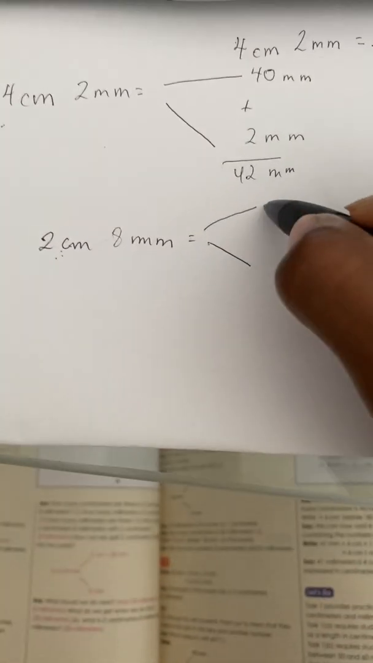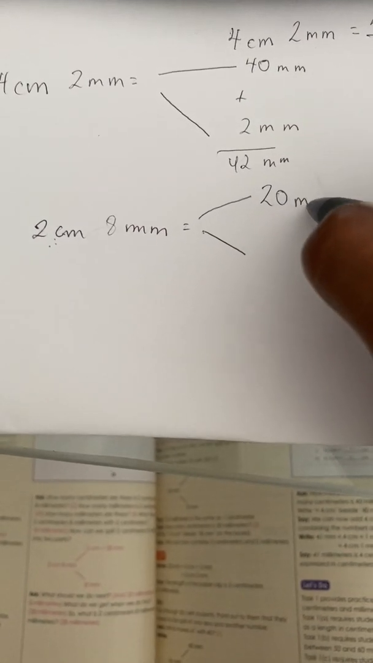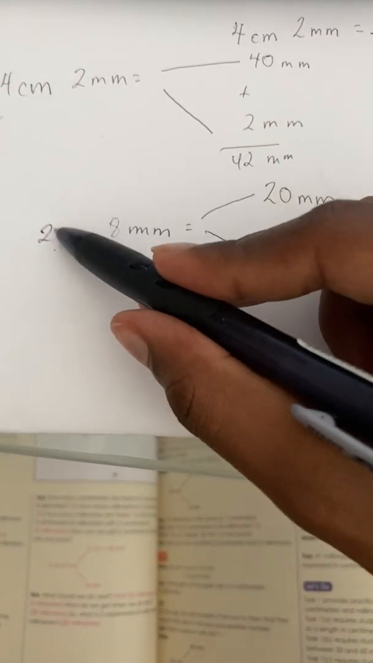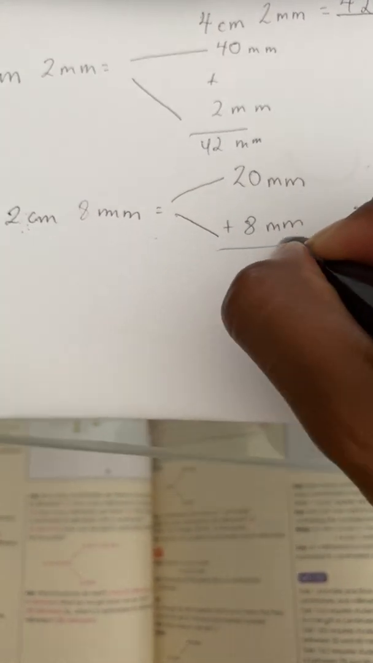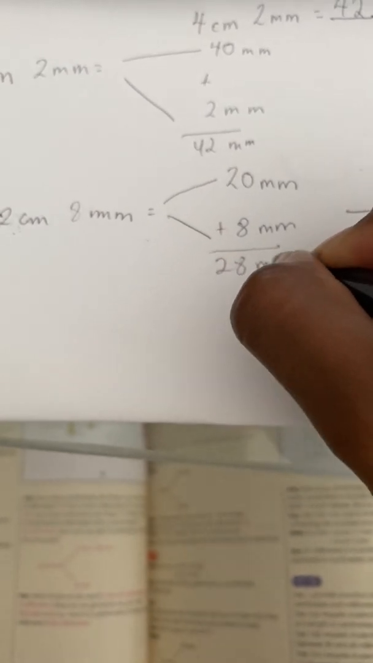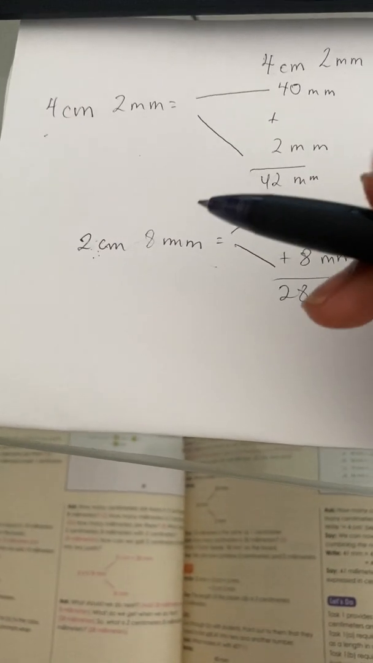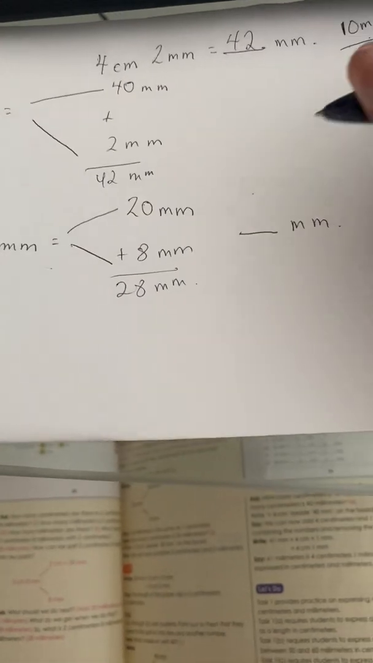So what I want to do is turn it to millimeter. So I know that there's 20 millimeter in that, and then there's 8 millimeter. And then I'm going to plus this. It's going to give me 28 millimeter. So 2 centimeter, 8 millimeter equals 28 millimeter.